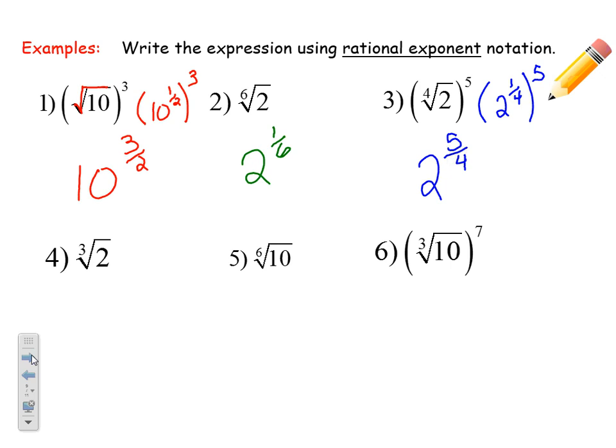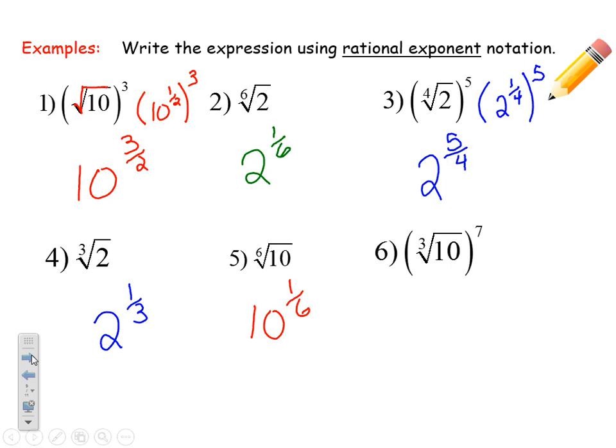Alright, we'll come down to this one. We have the cube root of 2, so it's going to be 2. Cube root translates to the 1/3 power. On this one, we have the 6th root of 10, so we're just going to say 10 to the 1/6. 1/6 and the 6th root are the same thing.